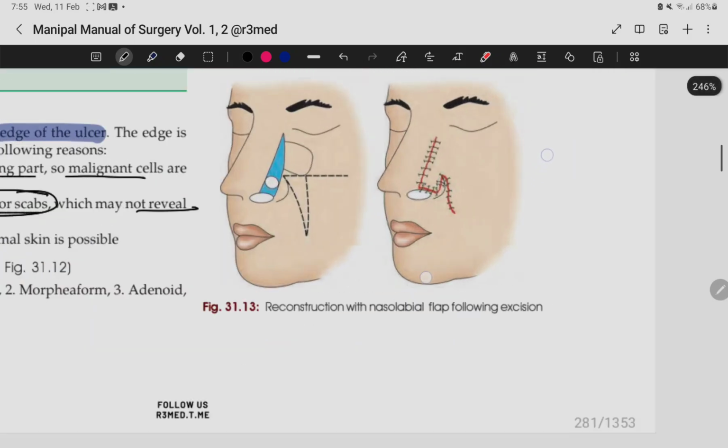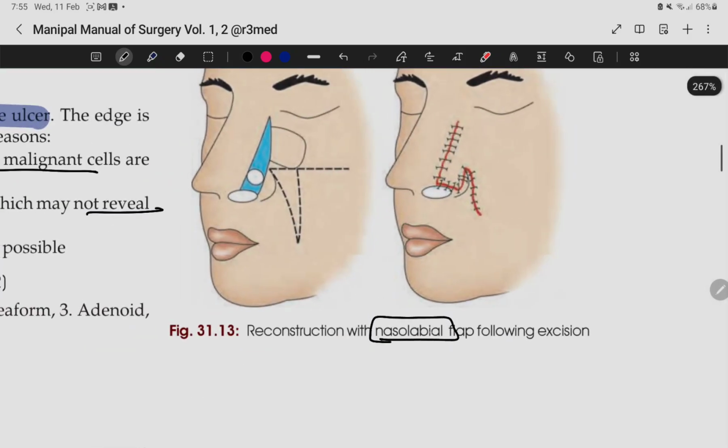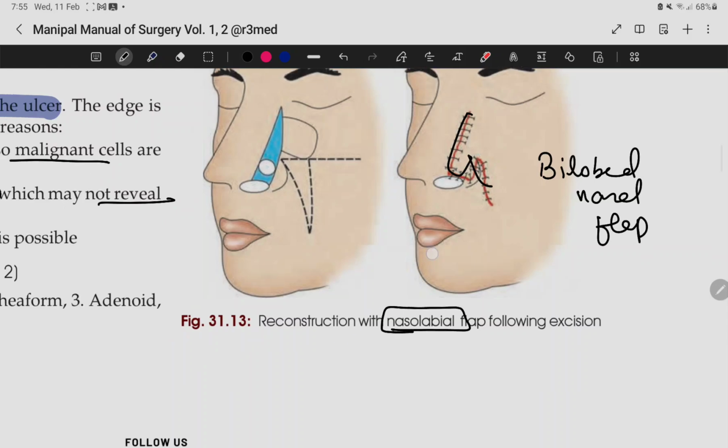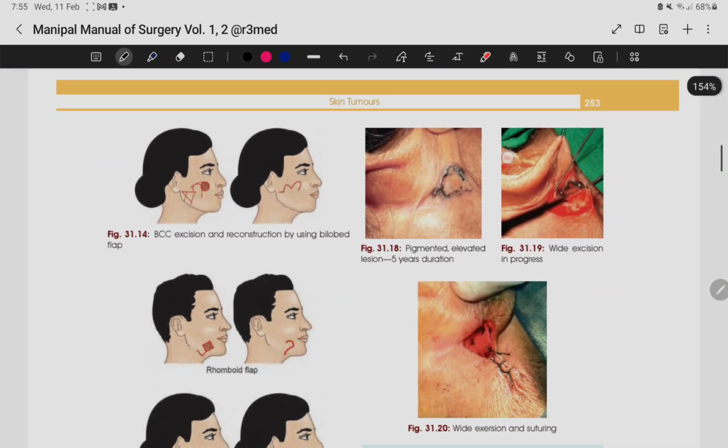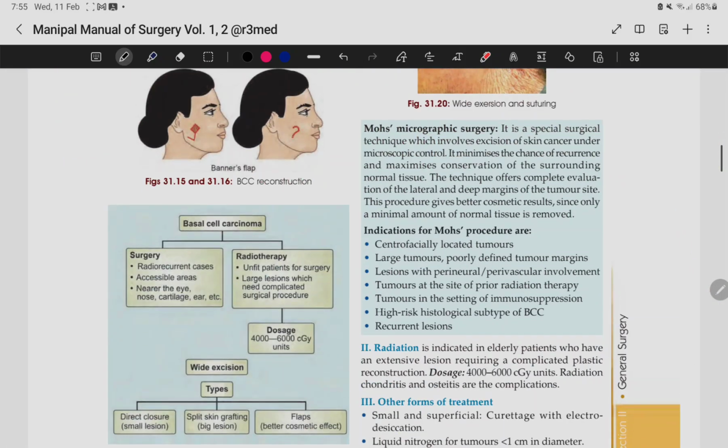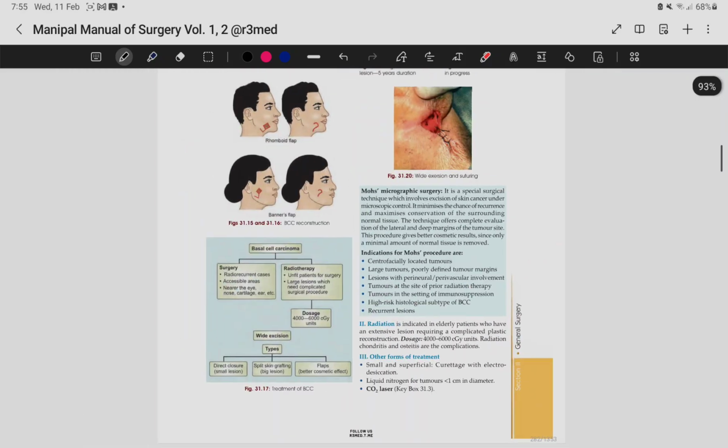So important is the name of this one: reconstruction of the nasolabial fold, and the kind of flap used is the bilobed nasal flap. Okay, also the rhomboid flap, banner flap, and other flaps are used.